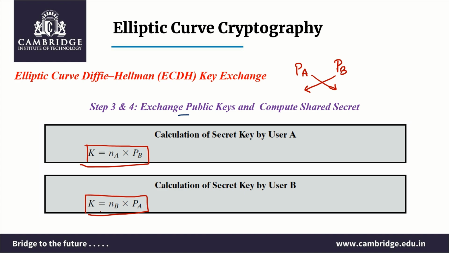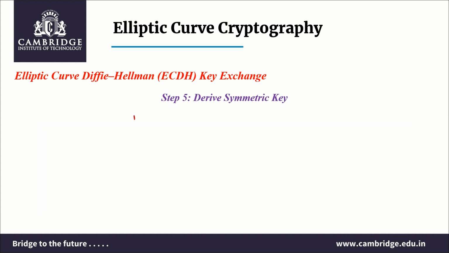Now, see, this key is calculated by the respective entities only. It is not shared over the channel. The only thing that is shared is the public keys PA and PB, which are shared over the insecure channel. Now, considering A has generated this key, A uses its private key NA and multiplies it with the public key of B.